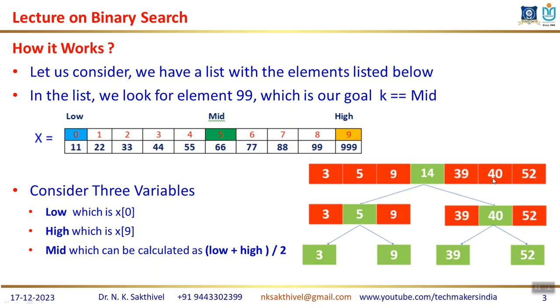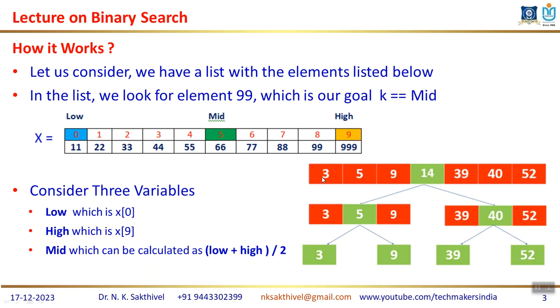Before searching, we ensure that everything is in ascending order. Yes, the elements are in ascending order. It is confirmed. Now binary search is going to execute. Based on our discussions, low, high, and mid will be calculated. X of 0 is low, and X of 6 is high. Mid is also calculated, so this is the mid value.